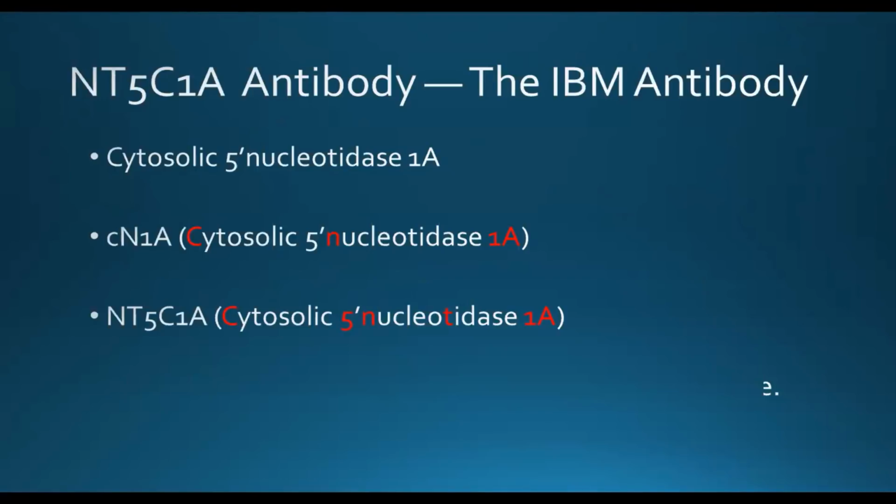So what is cytosolic 5' nucleotidase 1A? Turns out it's an enzyme in the body. It's in all of our cells, and there's a lot of it in muscle cells. But nobody really knows why IBM patients can get an antibody to this molecule. It's kind of a mystery that's being researched.